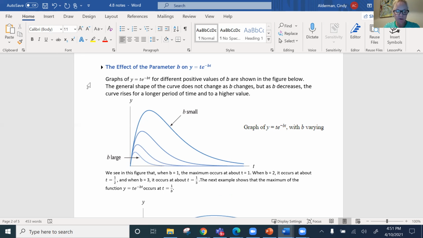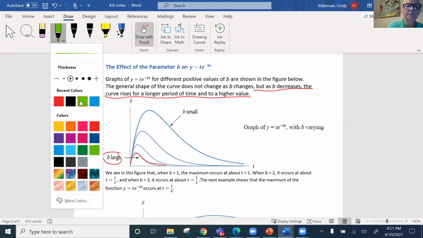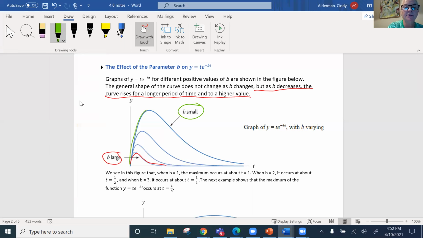The general shape of the curve will not change as B changes. So the general shape is going to stay the same. But what's important here is that as B decreases, the curve is going to rise for a longer period of time and to a higher value. So B is large for this graph, and notice it's kind of short. And as B gets larger, notice that it's much taller in this curve.